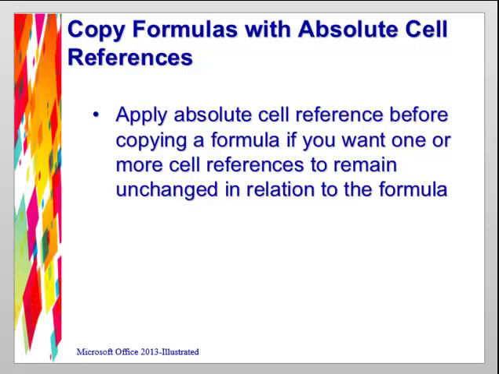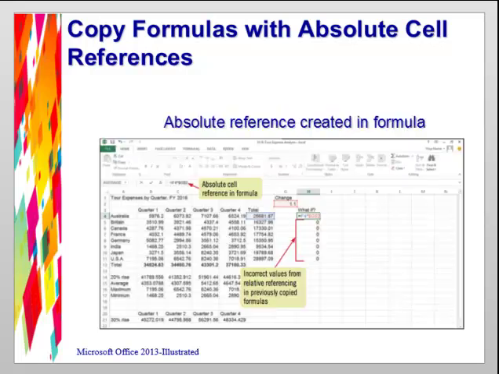When you're copying formulas with absolute cell references, make sure you copy it once and take a look at the results, because you may want to change that cell reference before you do the copying. This shows you the pages in the textbook we were referring to earlier, on pages 38 and 39.